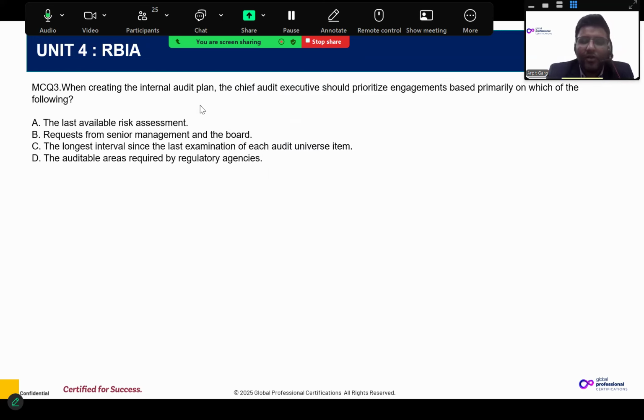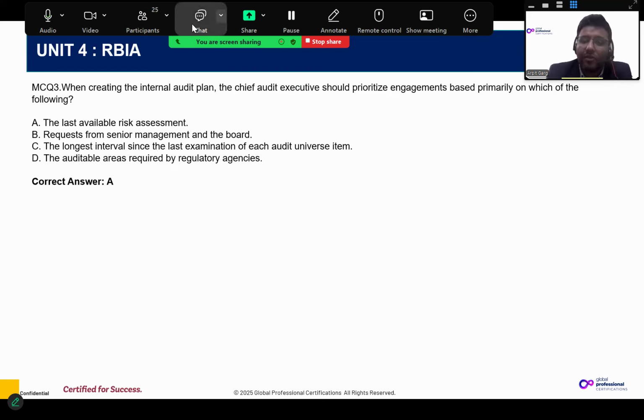Right. So people, when creating the audit plan, the CAE should prioritize engagements based primarily on which of the following? Is it based on the risk assessment, requests from senior management and the board, the longest interval since the last examination of each audit universe item, or auditable areas required by the regulatory agency? People, the right answer is risk assessment, which is A.